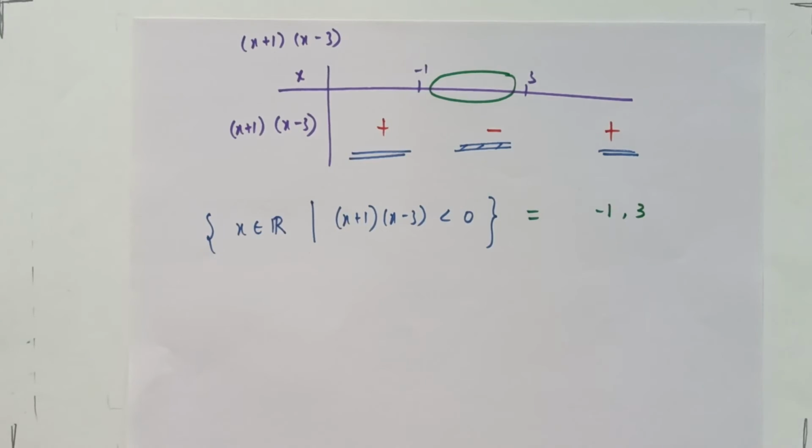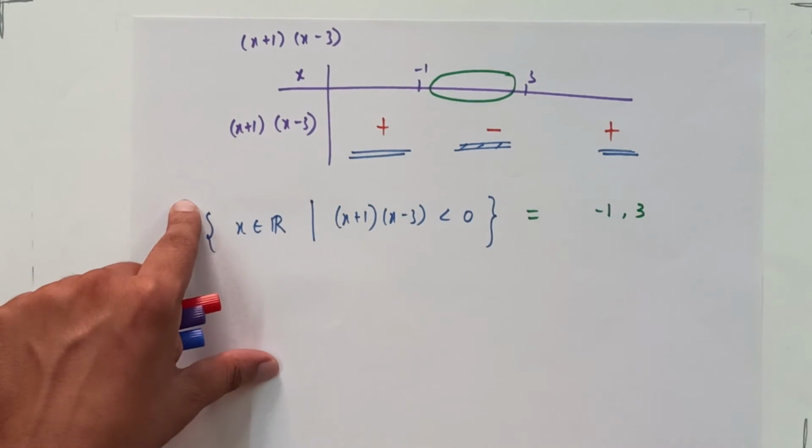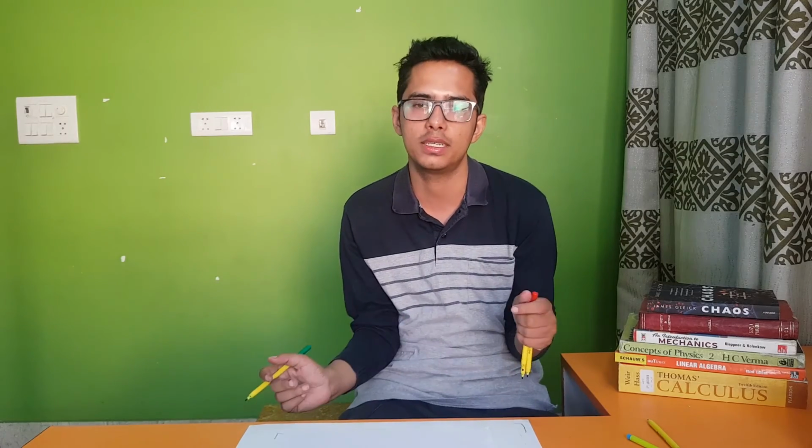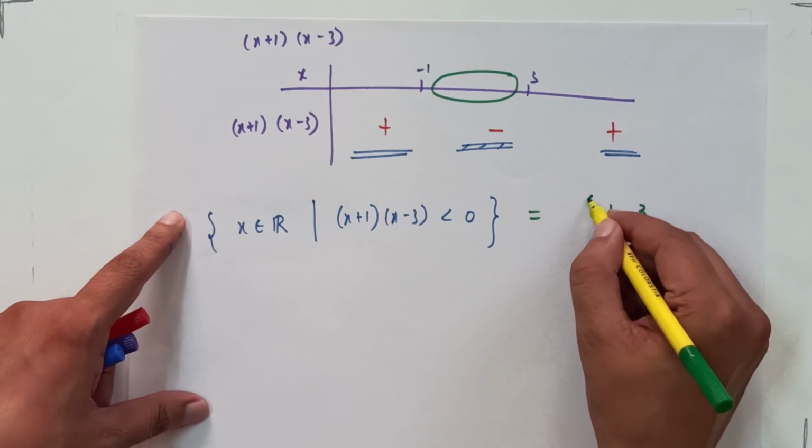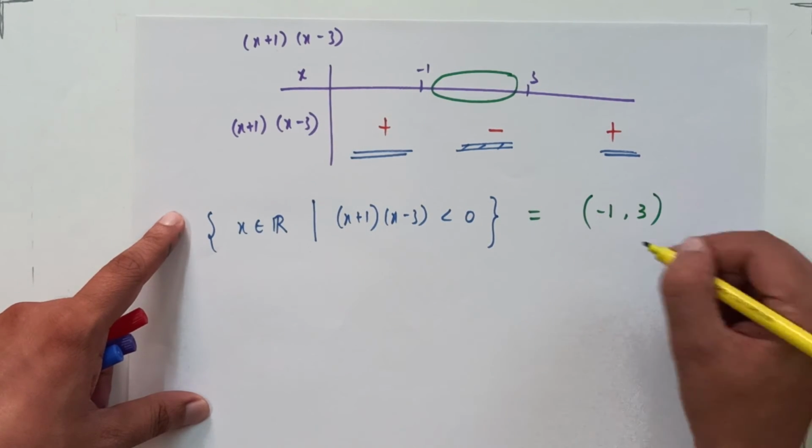Now the question arises whether I should use a closed interval or an open interval in this particular situation. As you can see, minus 1 and 3 both are roots and both are equal to 0. So at these particular points we are getting 0, and 0 is neither positive nor negative. So here we cannot include minus 1 and 3. We have to exclude them, and in order to exclude them we have to provide round brackets for them.